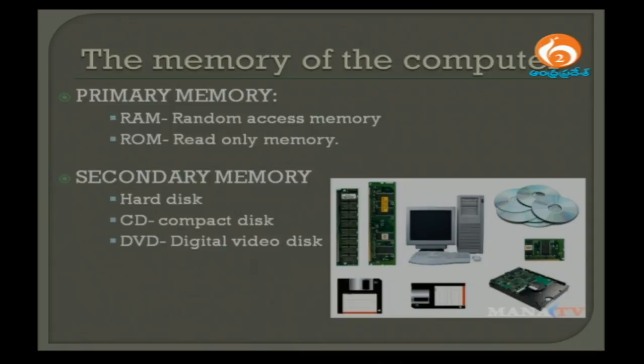If you can see in the picture, we have a floppy, a CD, a DVD, and we also have a hard disk. Along with that, we have RAM also shown in the picture. Now I'll tell you about the first one in the secondary memory, that is hard disk.